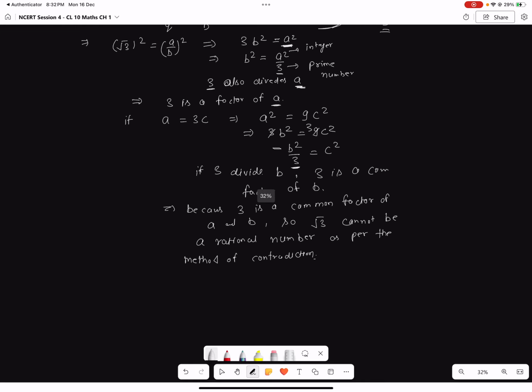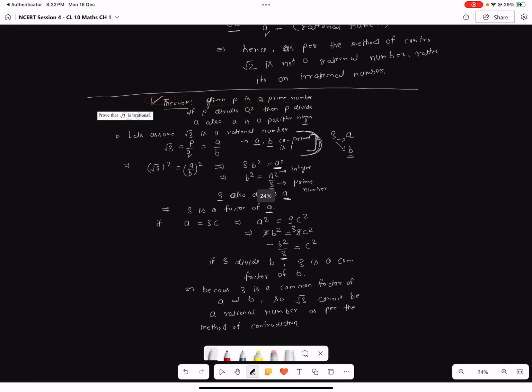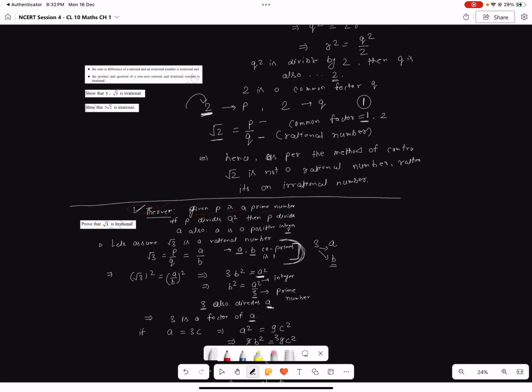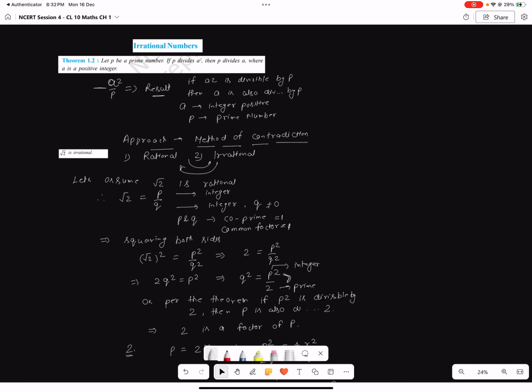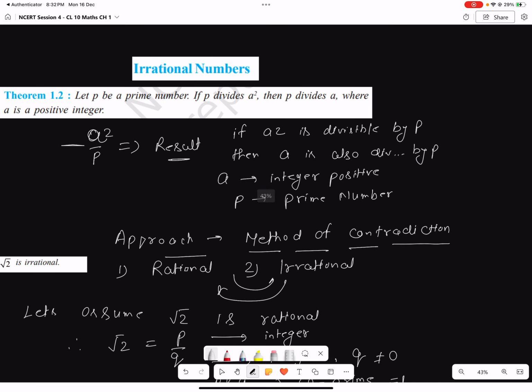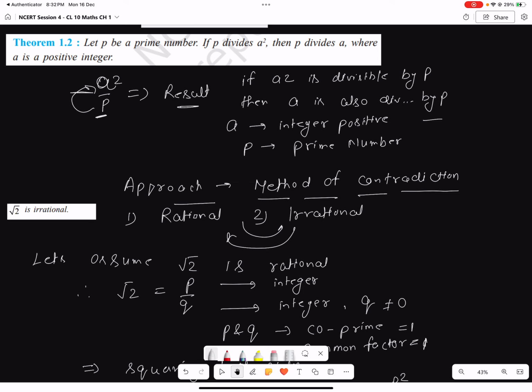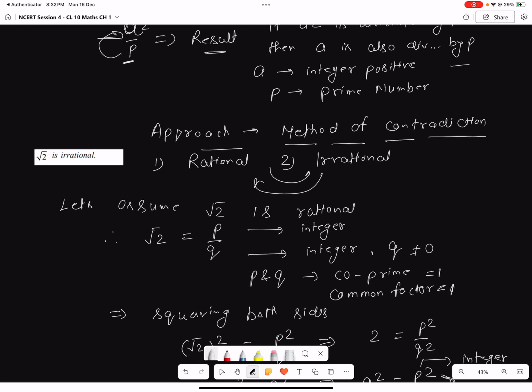Right? So I hope you guys have understood what I wanted to teach you today. So we looked at this theorem. Let's go to the top. This theorem says if a is a positive integer, and p being a prime number, if p divides a square, then p also divides a. So that means we can use this theorem to prove some irrational numbers. And how we have proven that, we have used the method of contradiction.